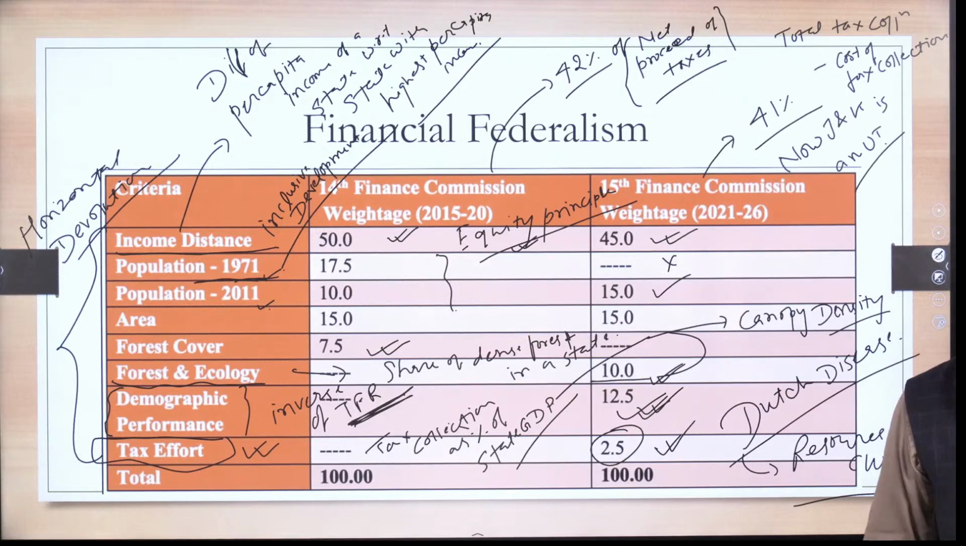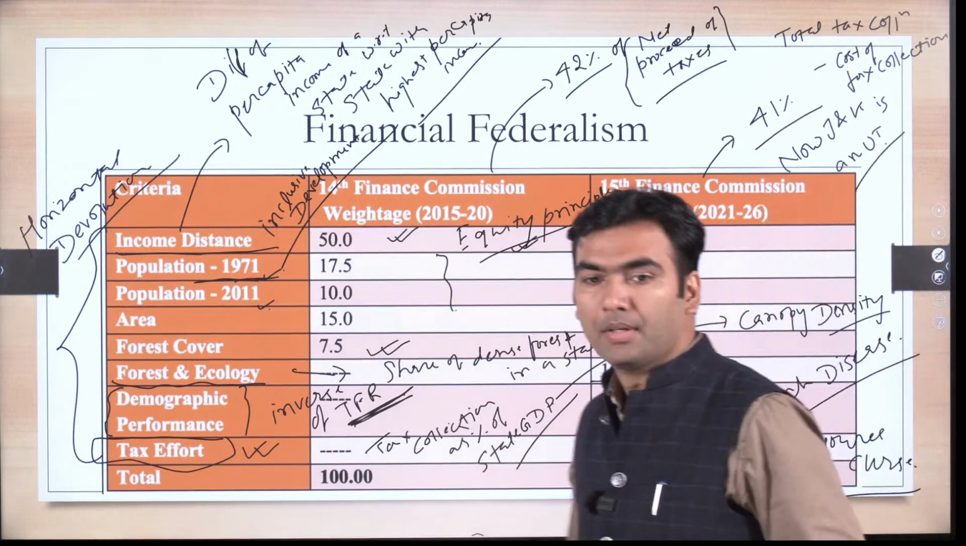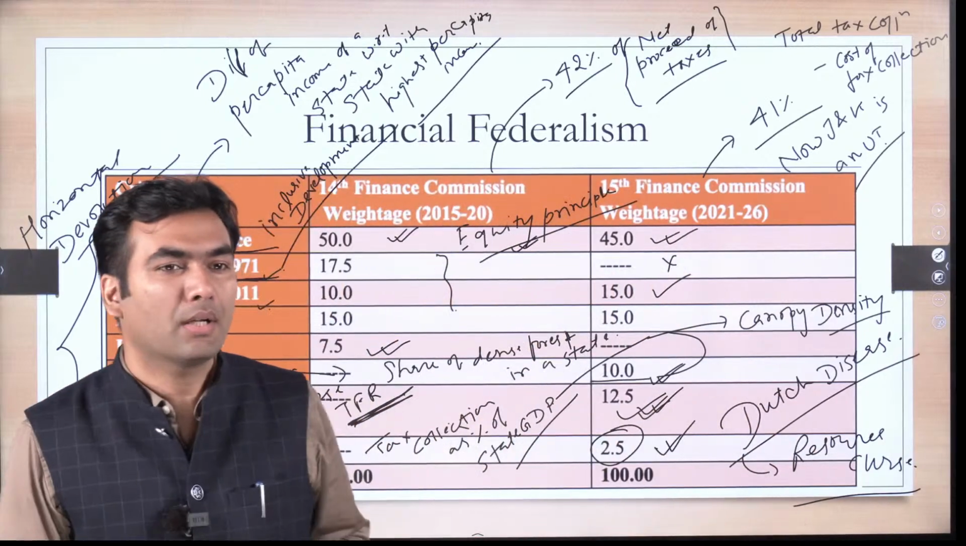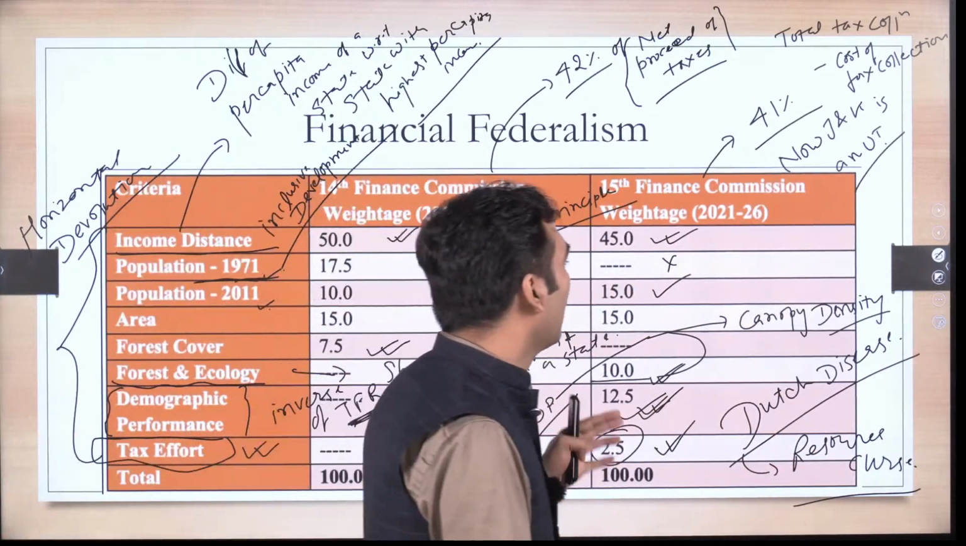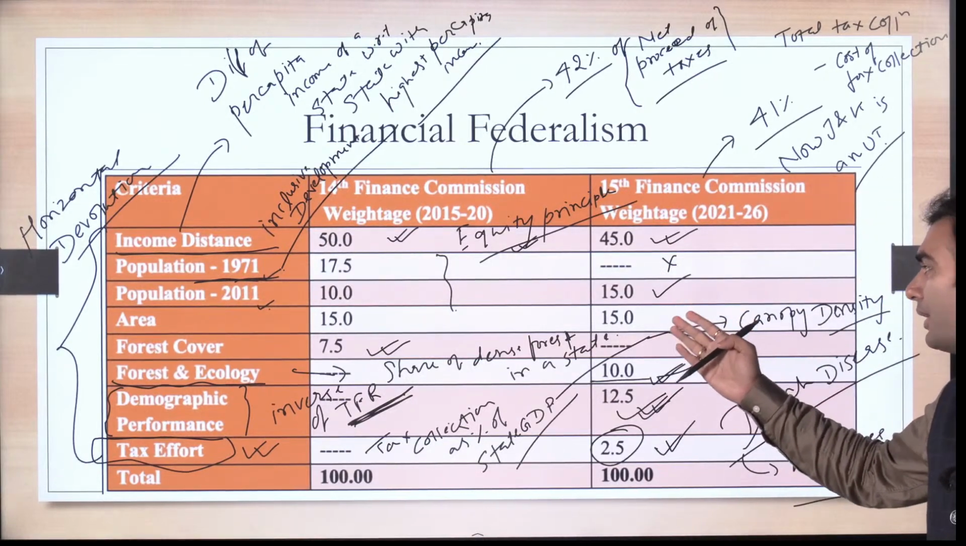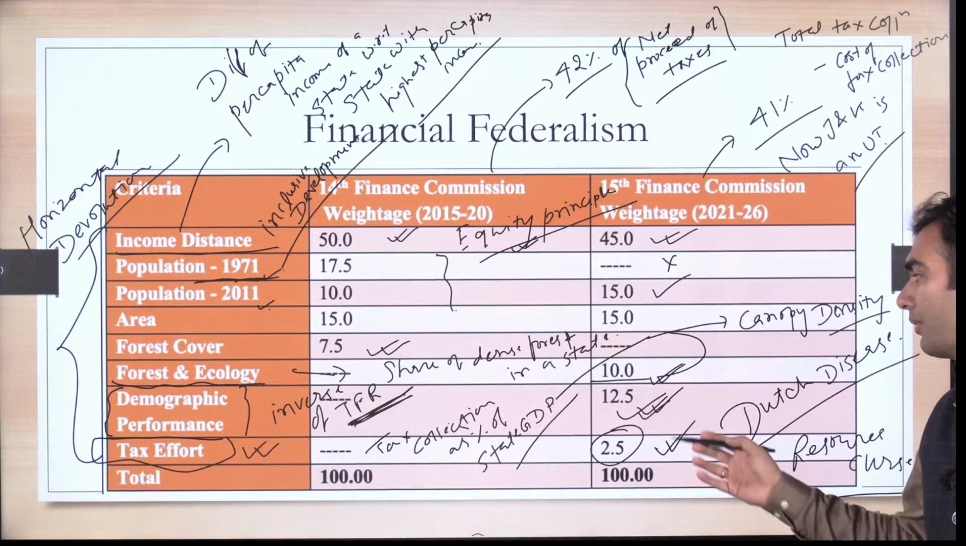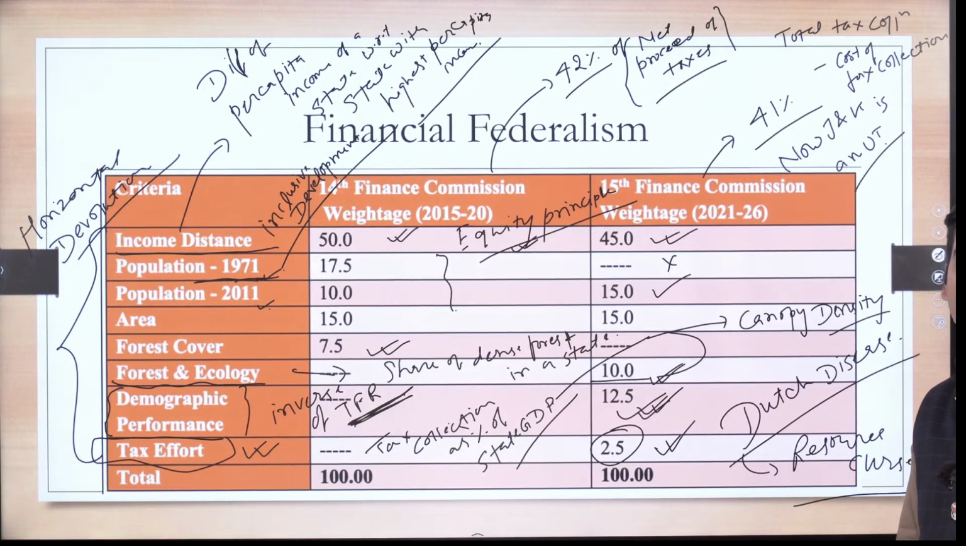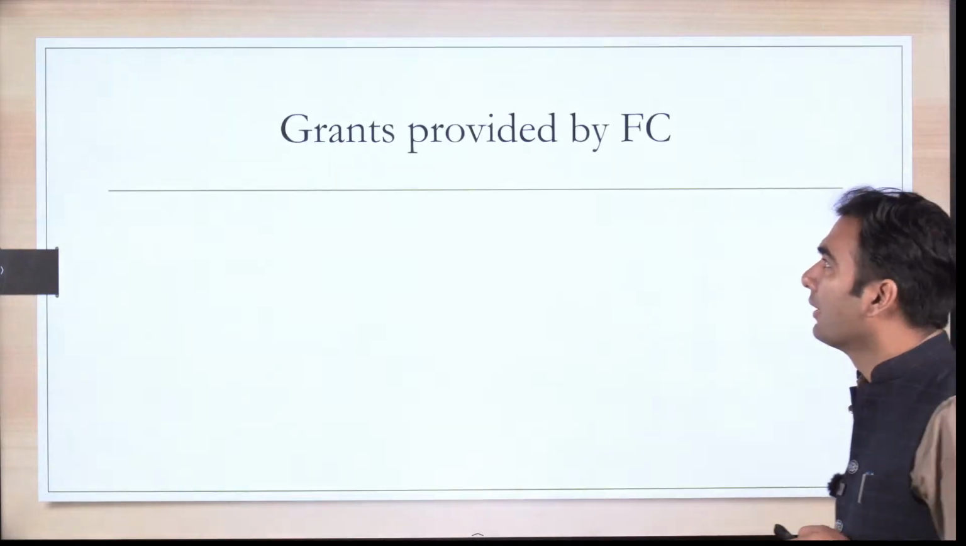Okay, now we shall move to the next item. This is very much important. All these numbers you must remember. These shares: 45, 15, 15, 10, 20, 12.5, 2.5. All these numbers are necessary to be memorized.